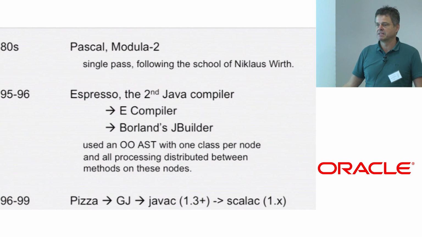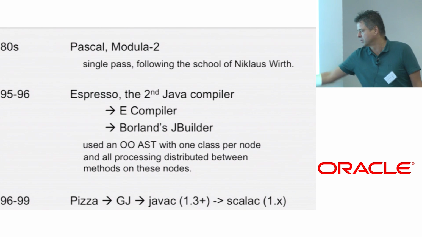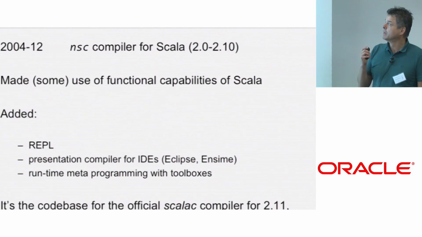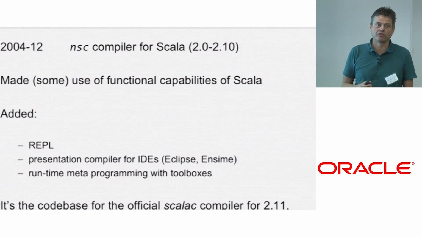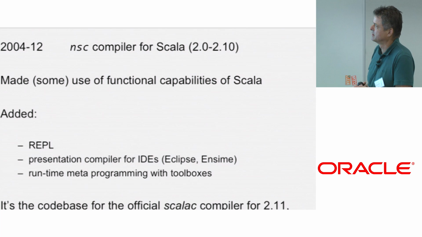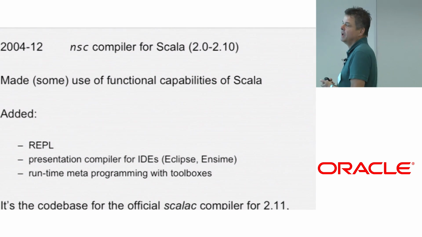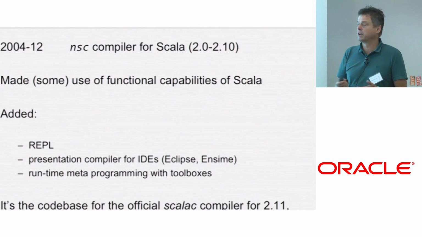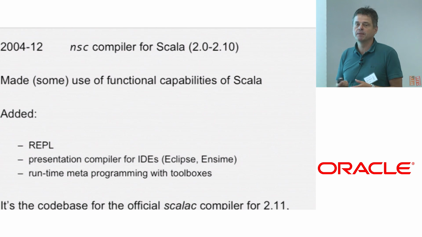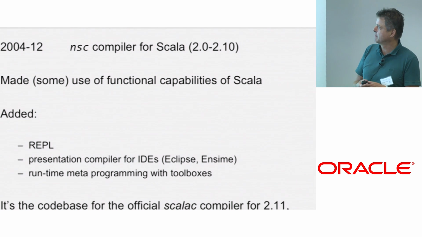But otherwise it was basically Java, and we wrote Scalac in that Java. So then from 2004 on, we had the second Scala compiler, which is still the workhorse that everybody's using for Scala. That's called NSC, for New Scala Compiler. At the time it was new.